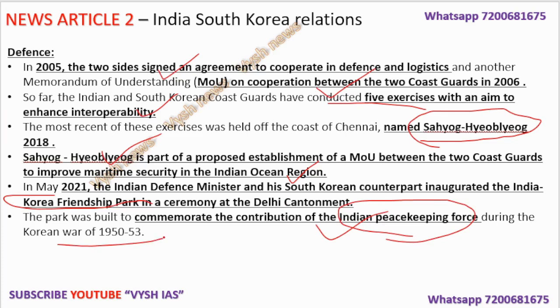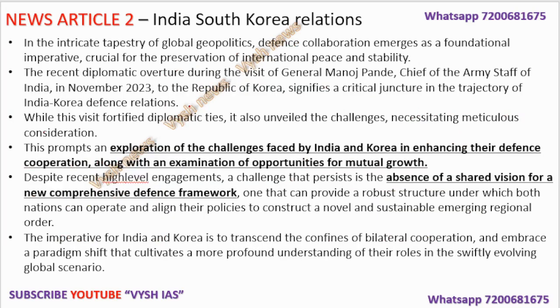In memory of that, you are making a park. So that also is named India-Korea Friendship Park. So this is the defense sector. And today's article in the news, you can tell, is written by someone like Shashi Tharoor.